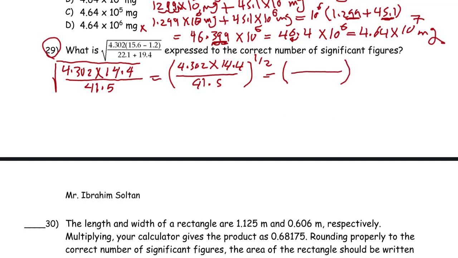The numerator equals, by the calculator, 61.9488. Don't round until you go to the last step. Okay, don't make a calculation in the steps until you end with the final answer.